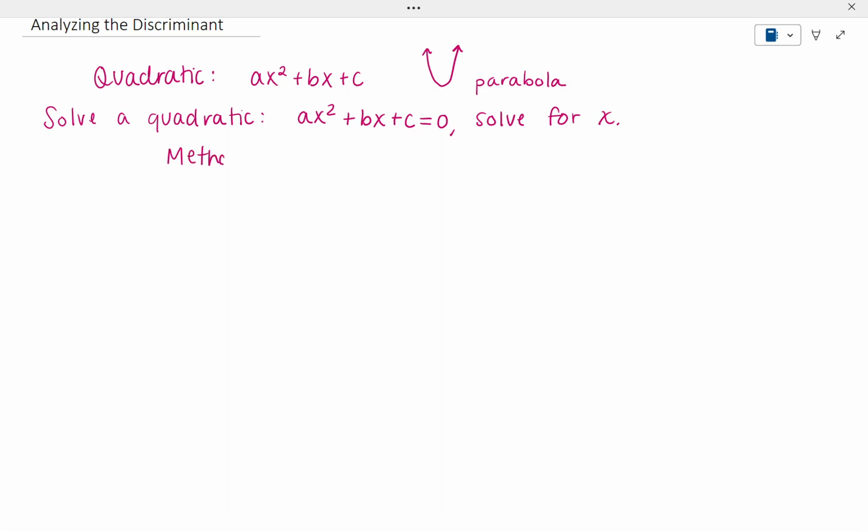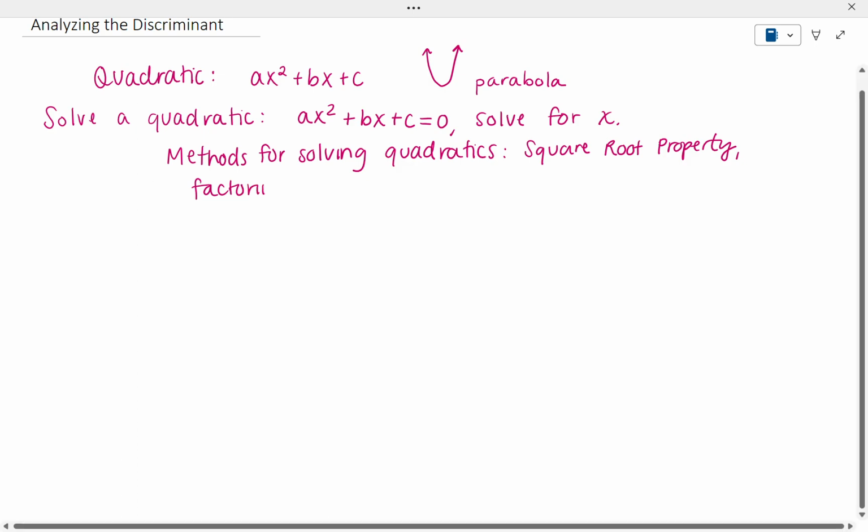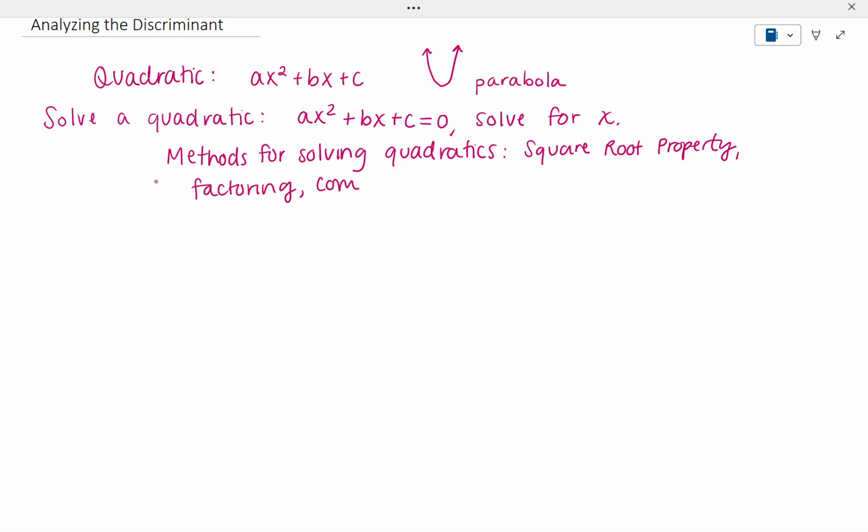Methods for solving quadratics. So square root property, factoring, completing the square, graphing, and the quadratic formula.